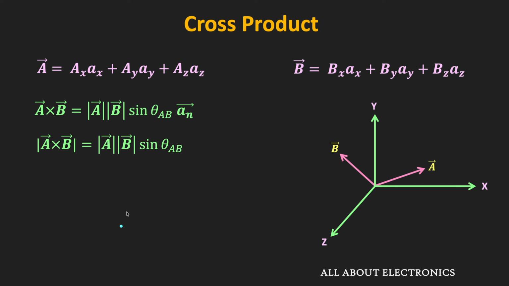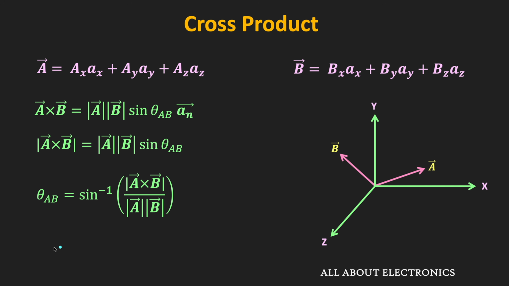And one would say that from this it is also possible to find the angle between the two vectors, because from this expression we can say that theta AB is equal to sine inverse of the magnitude of A cross B divided by the magnitude of the vectors A and B. So yes, it is possible to find that, but with some caveats. So let us understand that.